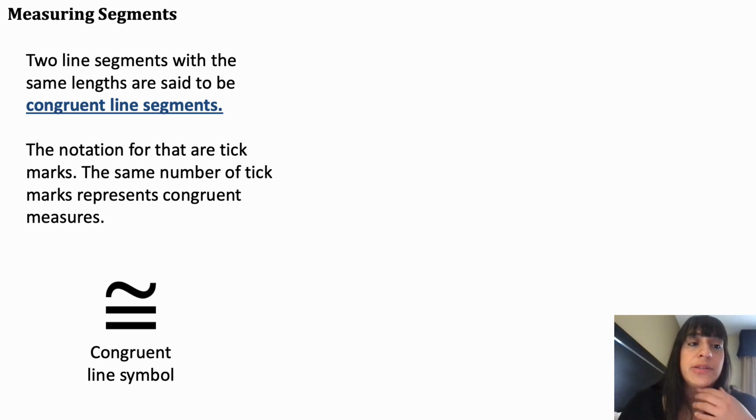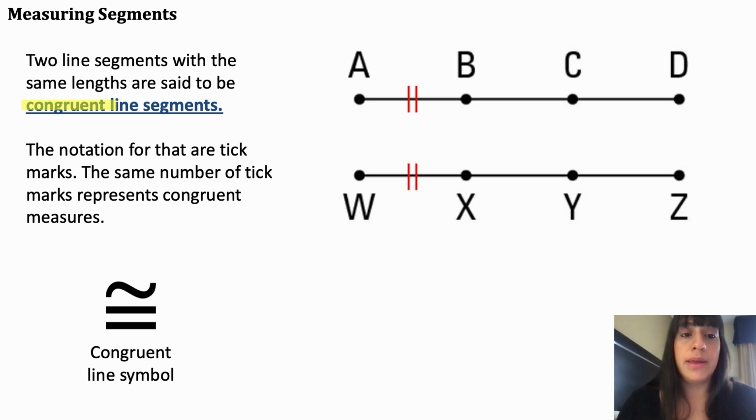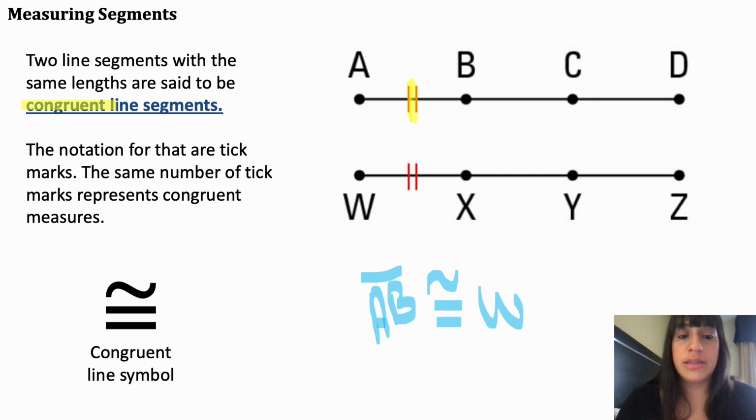Two line segments with the same length are said to be congruent line segments. So congruent means they have the same measure. The way that we notate that is by these lines here. So line segment AB is congruent to, which means it has the same measure as, line segment WX.